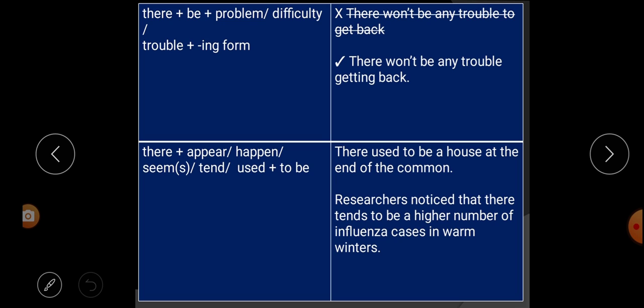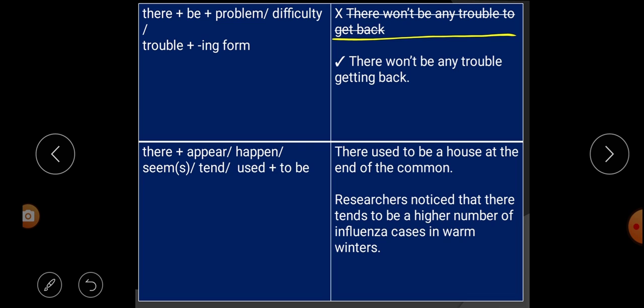Next rule: there plus be plus problem, difficulty, trouble plus ing form. Understood? We can use introductory there in this way also. How? There plus be form plus problem, difficulty, trouble plus ing form. Let us look at some examples.